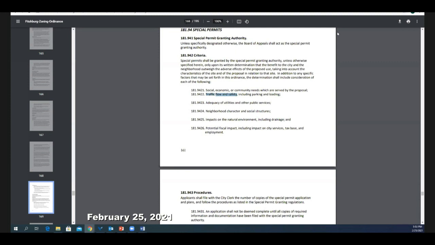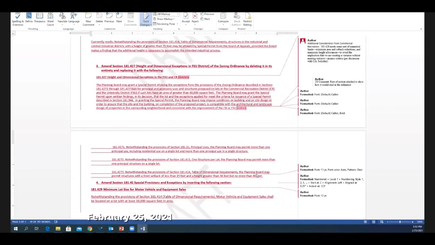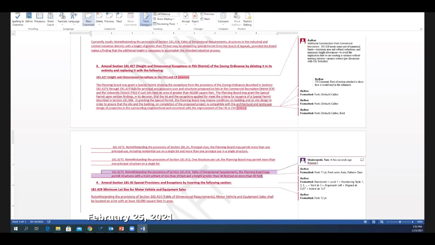So I'd like to move that we remove the upper limit for the height for the commercial, recreation, and FSU. Second. All right. So I think if I may recommend, the specific amendment would be to strike everything from 36 feet, but no more than 60 feet. And also replace that 36 feet with 50 feet because we changed that in the previous table. Okay. And a height greater than, okay.